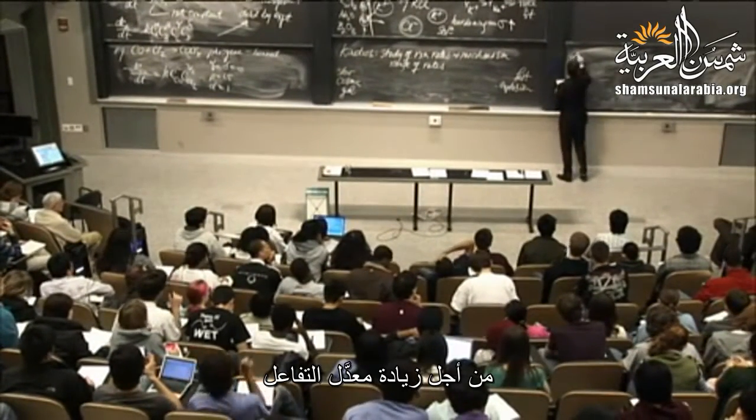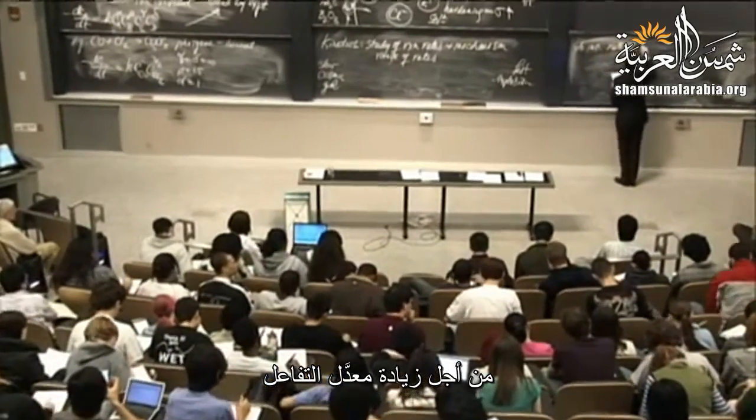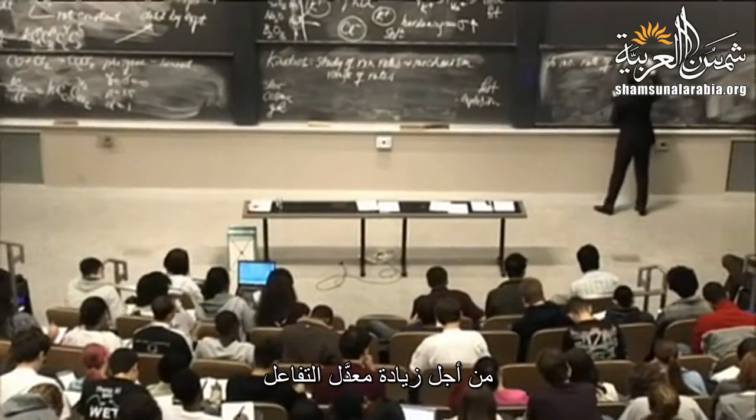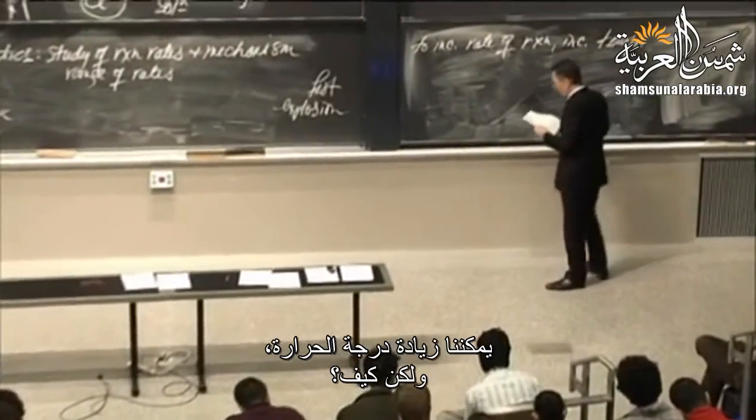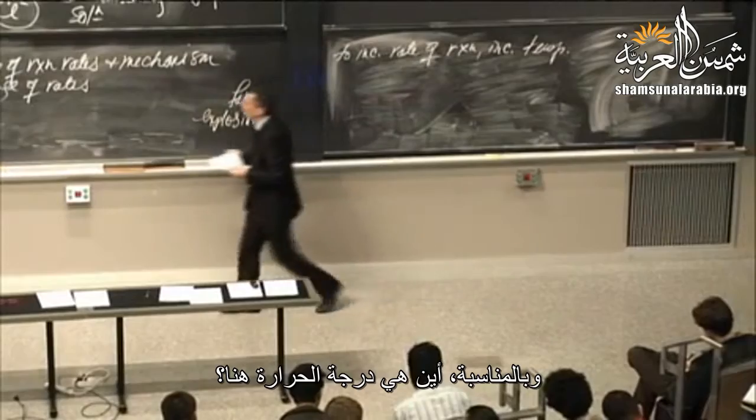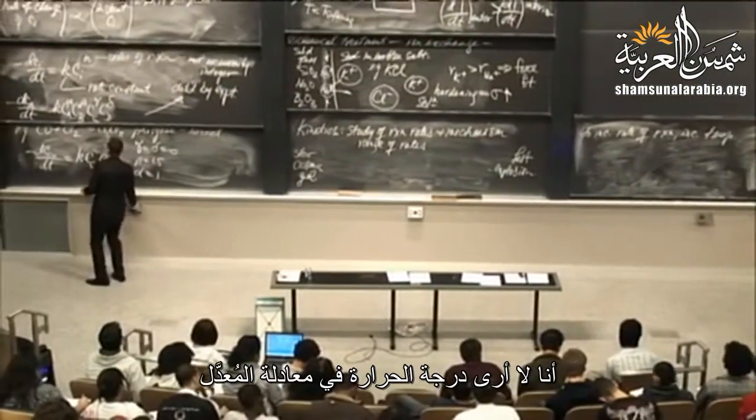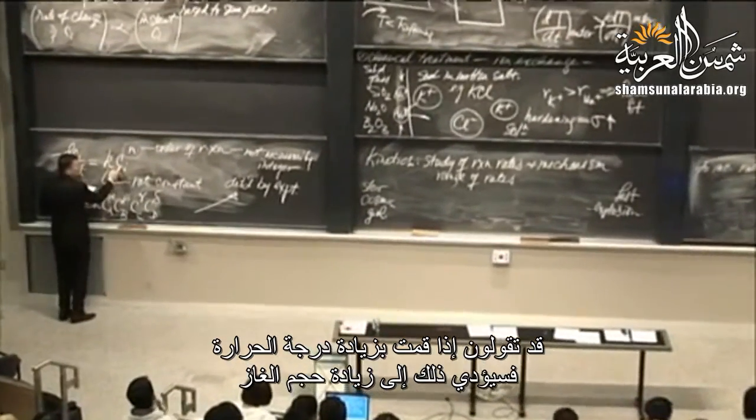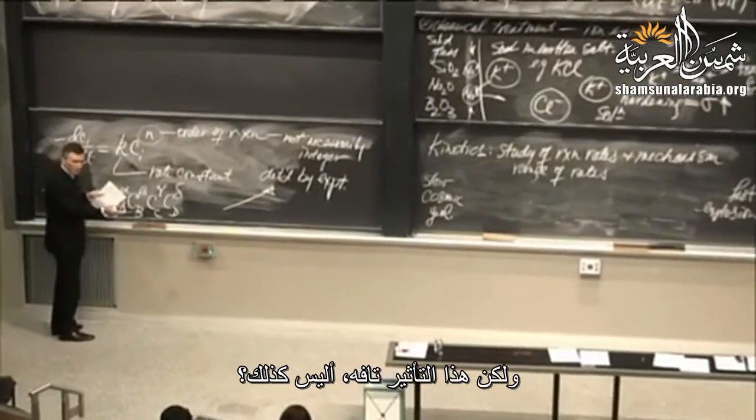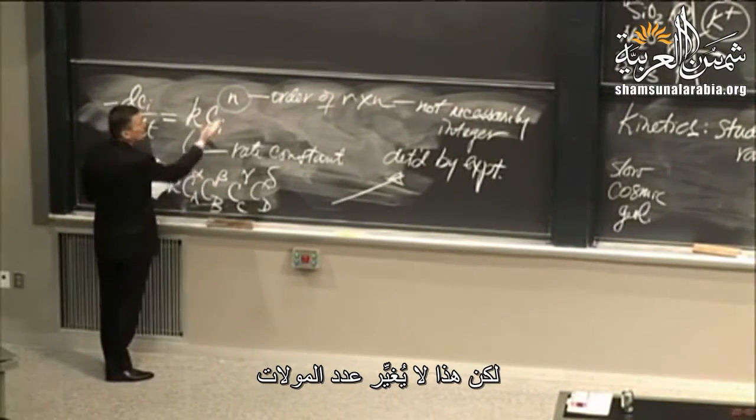Okay, so to increase rate of reaction, we can increase temperature. But how? And by the way, where is temperature here? I don't see temperature in this rate equation. You could say, well, if you increase the temperature, you're going to increase the gas volume, but that's a piddling effect, right? If I double the temperature, I double the gas volume, and it doesn't change the mole number.